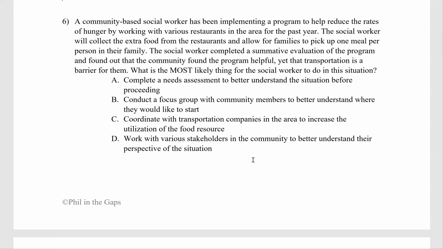A, complete a needs assessment to better understand the situation before proceeding. B, conduct a focus group with the community members to better understand where they would like to start. C, coordinate with transportation companies in the area to increase the utilization of the food resource. Or D, work with various stakeholders in the community to better understand their perspective of the situation.